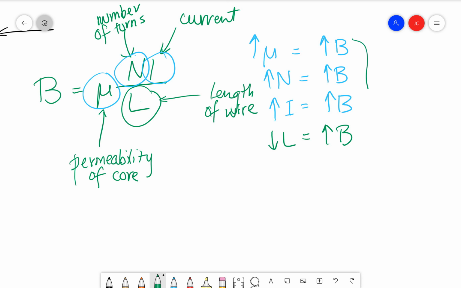So from this, we can see that an optimal solenoid, like the best one possible, has the most permeable core, so the most easily magnetized core possible, the most current going through it possible, the highest number of turns possible, but with the shortest wire.